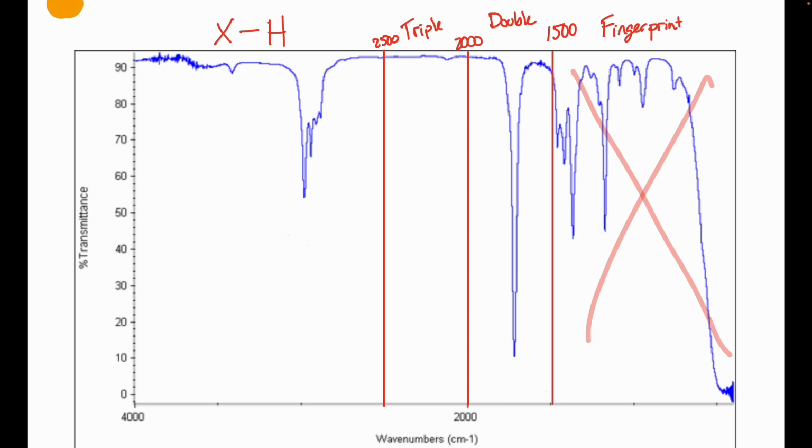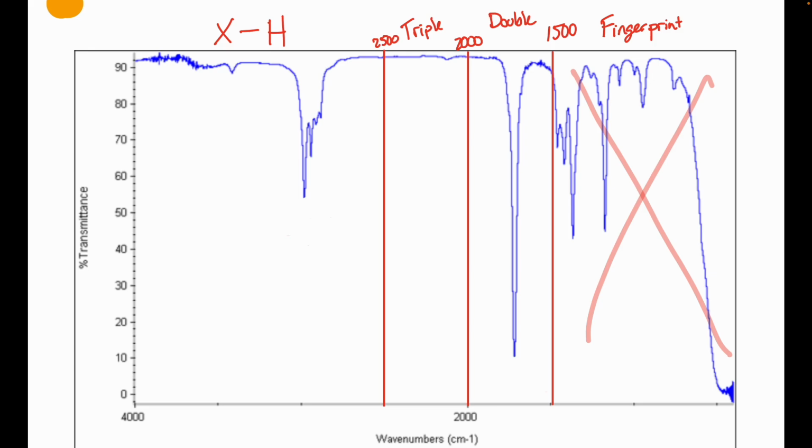Okay? So what can I say about this compound? Does it have any double bonds? Yes, I have that giant peak in the double bond region. Does it have any triple bonds? No, we got nothing in that region. Does it have anything bound to hydrogen? Yes, I got this cluster right here in my something-bound-to-hydrogen region. Okay? So again, first thing we do is cut it up into these regions. Depending on where our peaks are, that tells us about the types of bonds we have in our structures.